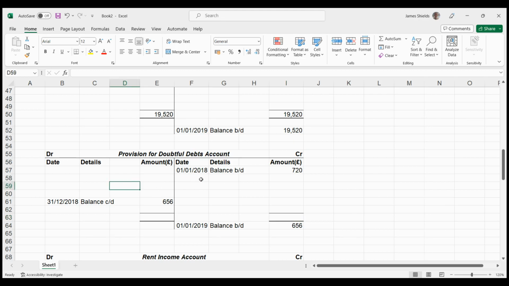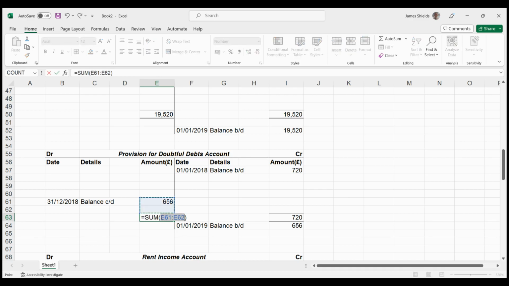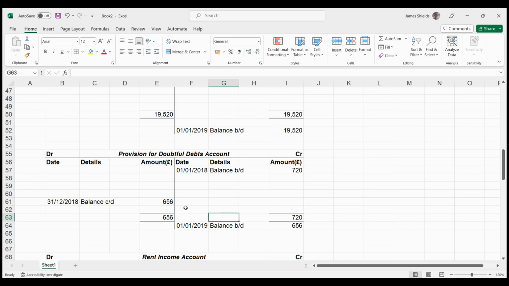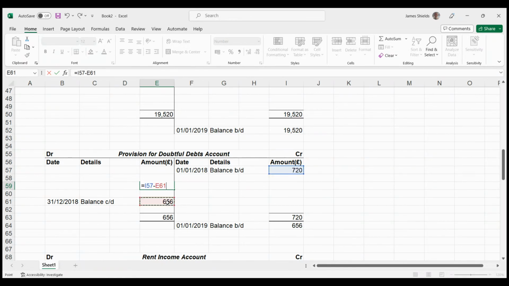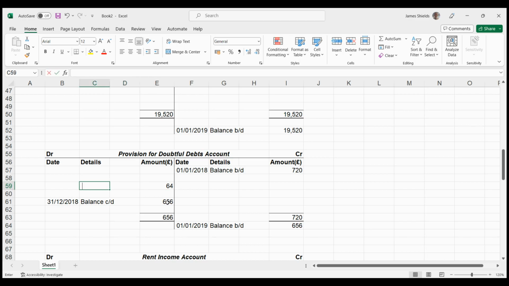Now, if you look at our T account now, the credit side totals £720. The debit side totals £656. Now, they've got to be the same. So it means there's been a change. At the beginning, it was £720 provision. Now it's gone down to £656. So therefore, we've got a difference between the 720 less the £656 gives a difference of £64. Now that difference goes to your income statement.